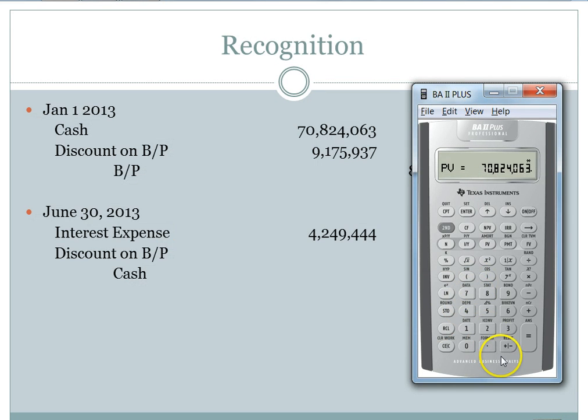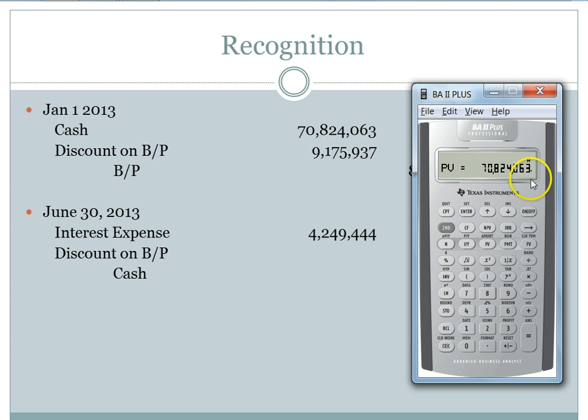Interest expense is going to be computed by taking the book value of the bond, whatever book value exists, that's bonds payable minus any discount or bonds payable plus any premium, but the book value of the bond multiplied by the effective rate of interest, which is 12%, multiplied by the portion of a year for which this interest expense applies, which in this case is again half a year.